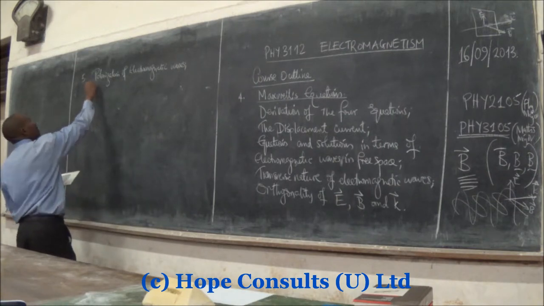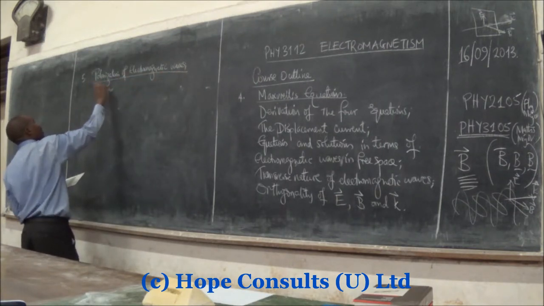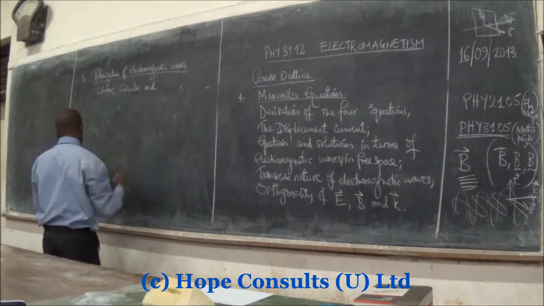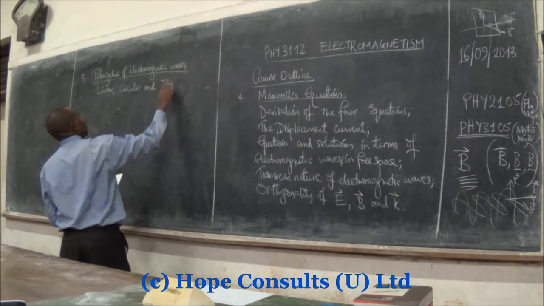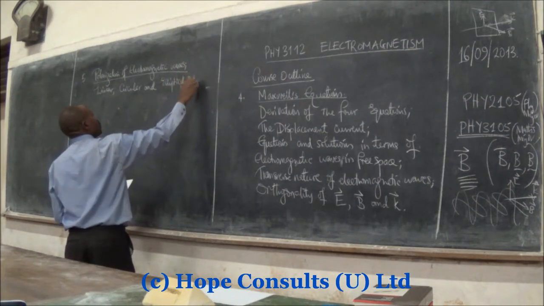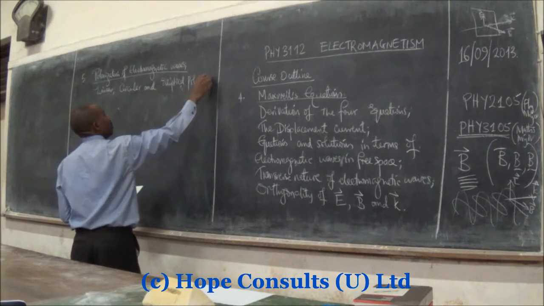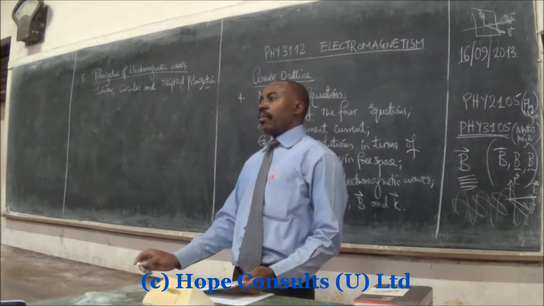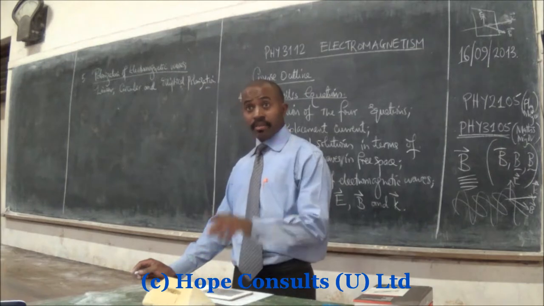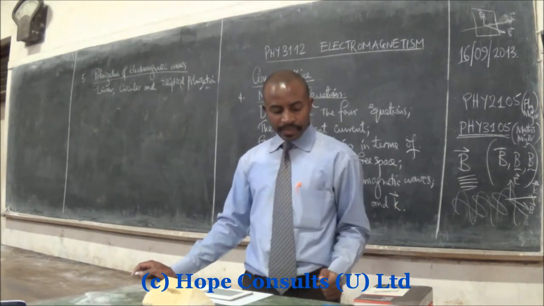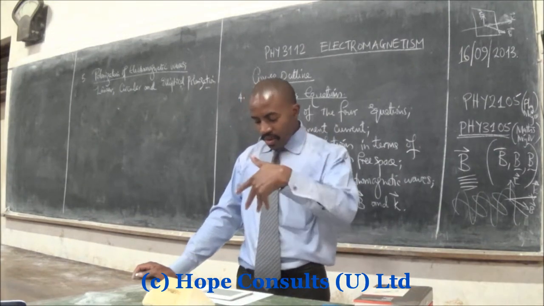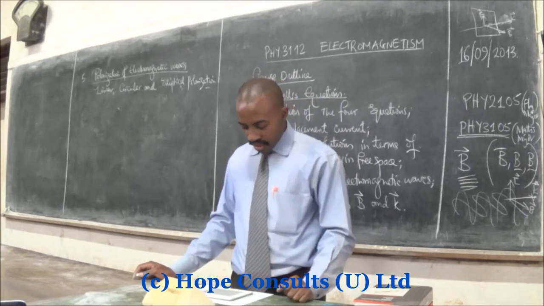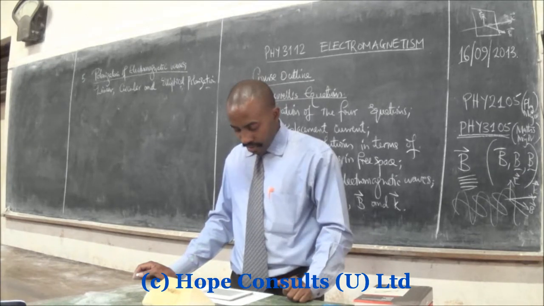So we shall look at linear, circular, and elliptical polarization. And I can assure you, in one of the practicals, you'll be able to enjoy the equipment about polarization, whereby you have a laser beam representing the electromagnetic wave. And this laser beam can be made to disappear or turn a bit due to the polarizers.